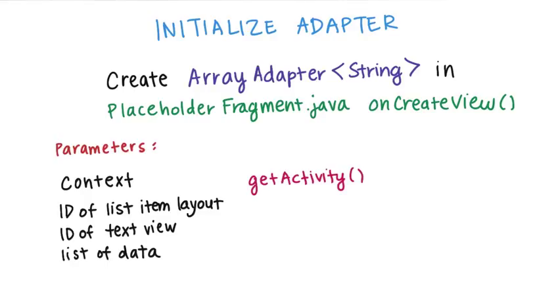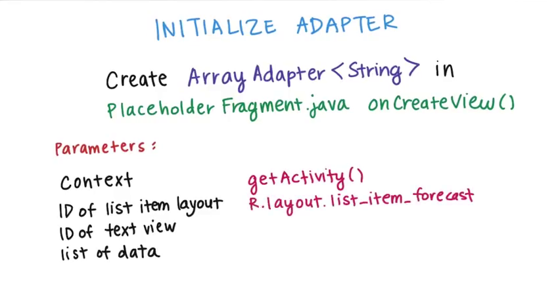Since the adapter needs to know the layout for each list item, it needs some reference to the XML layouts that we've defined. The R.java class is a generated file that creates human-readable identifiers for our resources. For the list item layout, we refer to it in code as R.layout.listItemForecast. This was the name of the XML file that we created earlier.